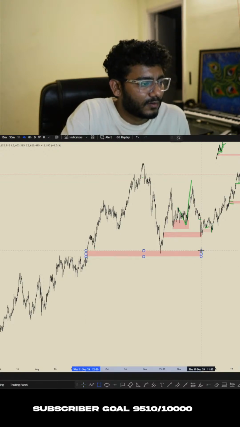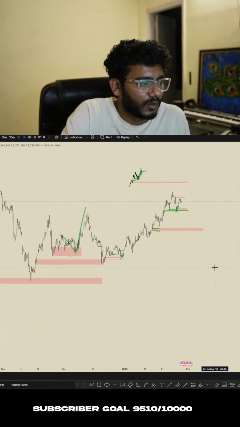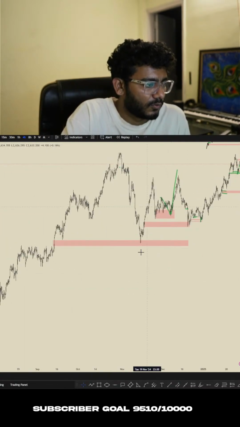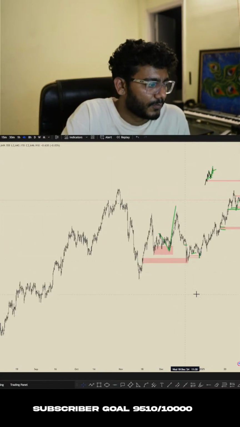If price creates a lot of imbalance to the upside, here we don't have any imbalance, so we know that price will not fall from this area because there are no orders left here.